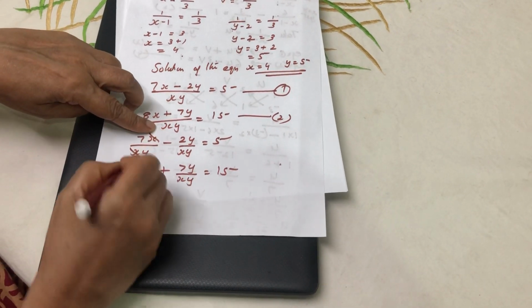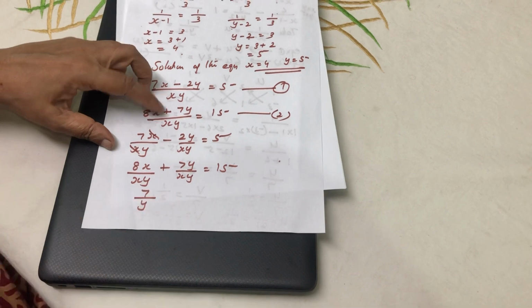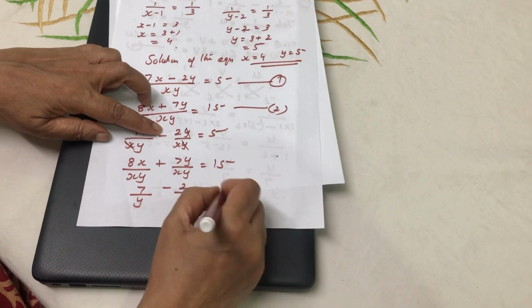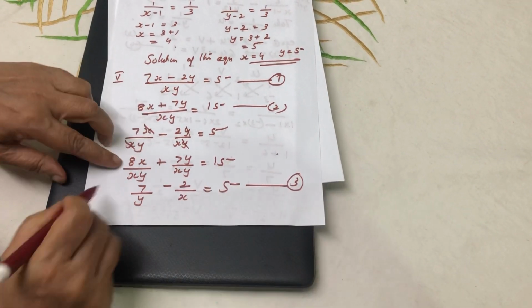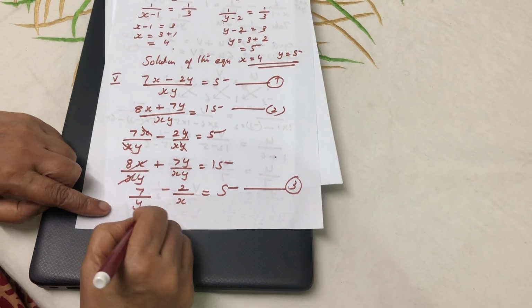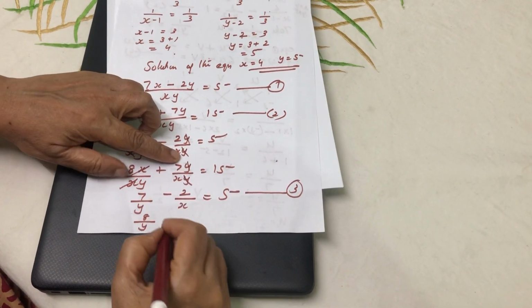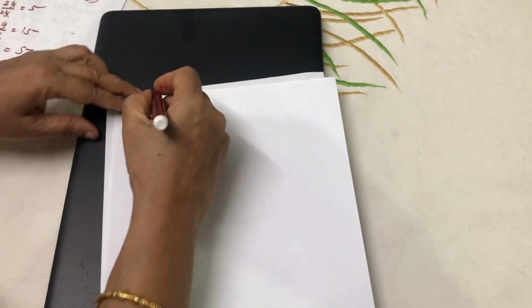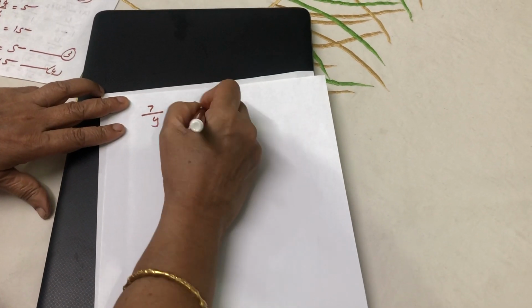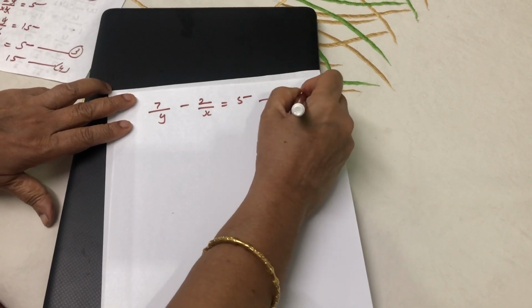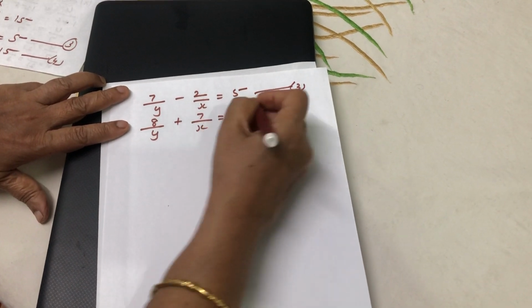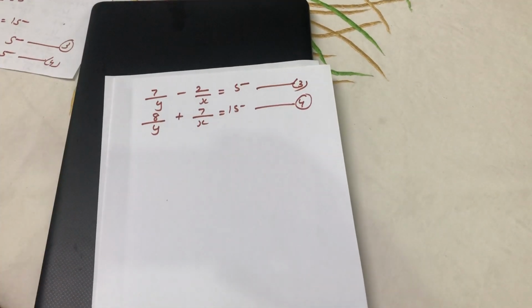Here x and x cancel, so you are getting 7 by y. This y and y cancel, minus 2 by x equal to 5. This is equation 3. Here x and x cancel, 8 by y, y and y cancel, plus 7 by x is equal to 15. This is the fourth equation. So you can say 7 by y minus 2 by x is equal to 5, that is the third one, and 8 by y plus 7 by x is equal to 15, the fourth equation. All of you know how to solve this.